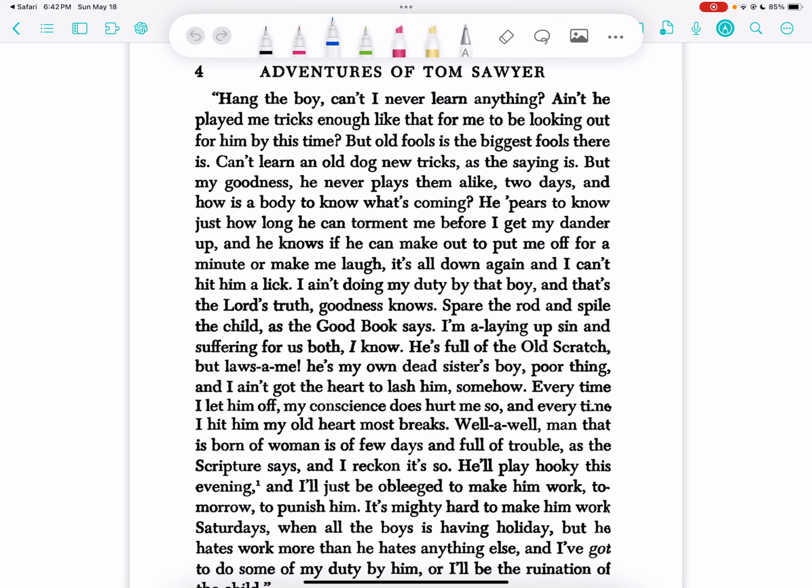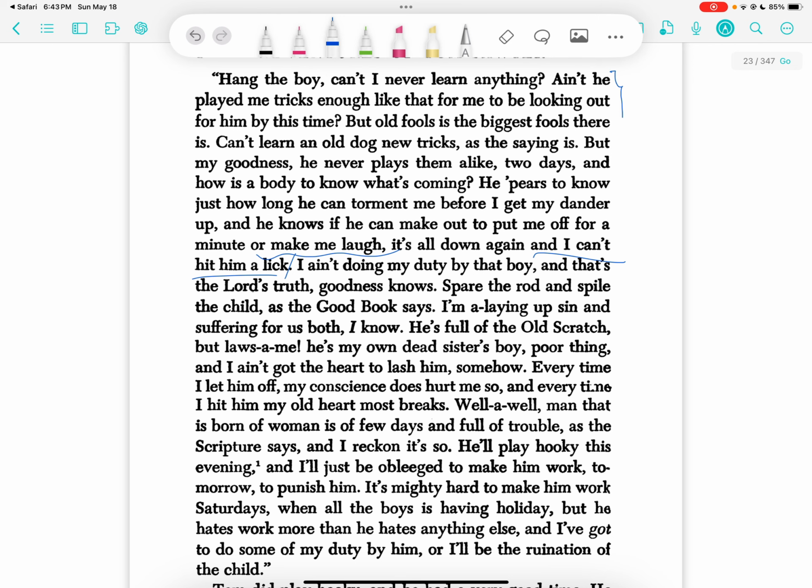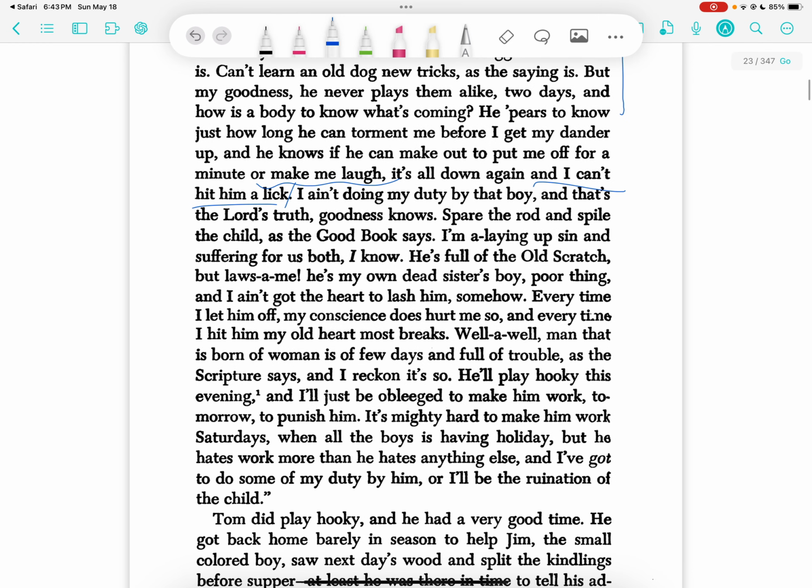"My goodness, he never plays them two days alike, and how is a body to know what's coming? He appears to know just how long he can torment me before I get my dander up, and he knows if he can make out to put me off for a minute or make me laugh, it's all down again, and I can't hit him a lick." So she seems really good humored, and he knows that if he can get her to laugh, she's not gonna hit him. And so she's like, I'm subject to his tricks all the time, but I never seem to learn. But she's really good humored.